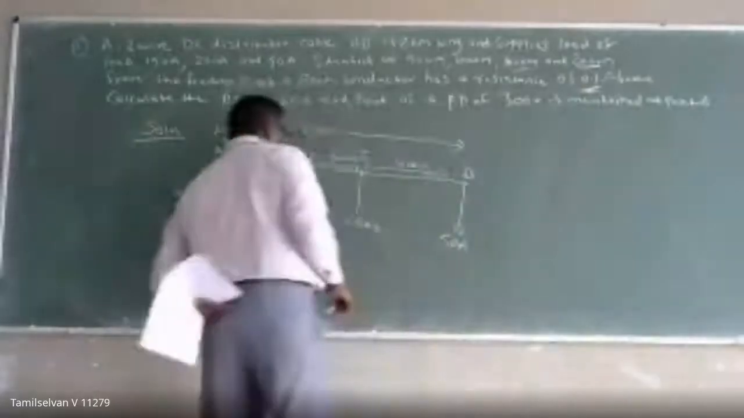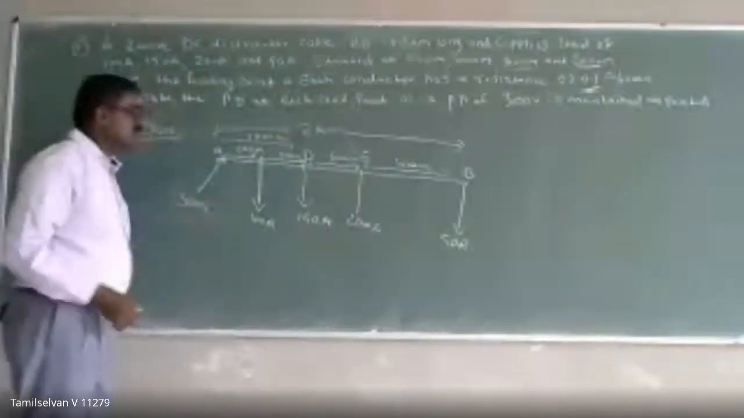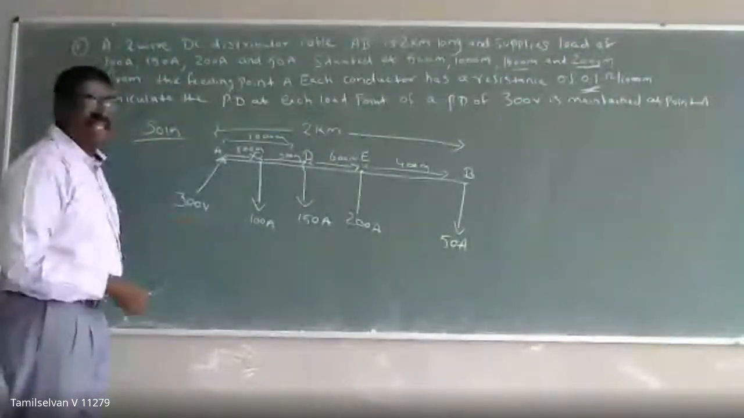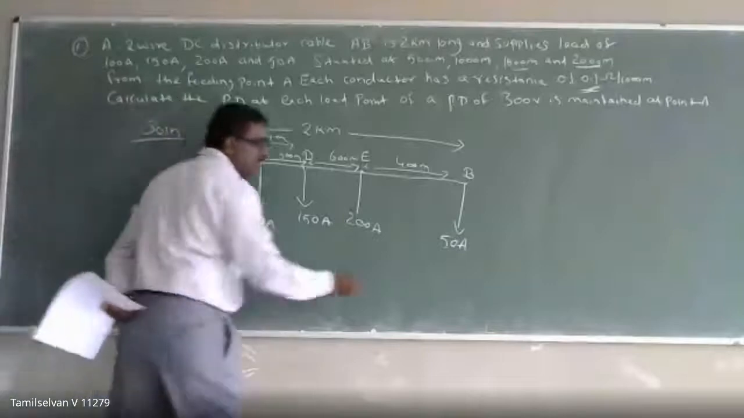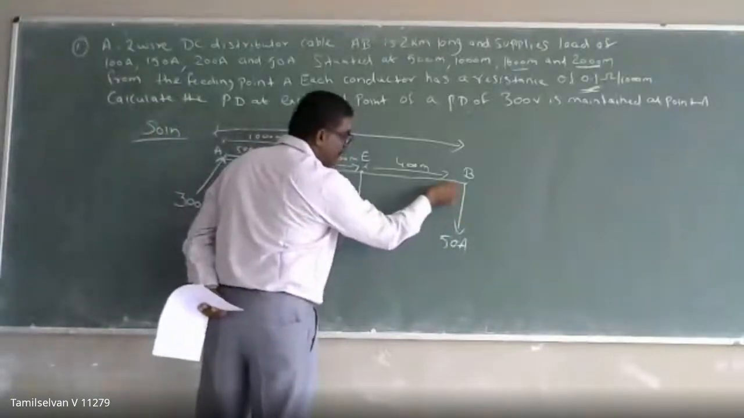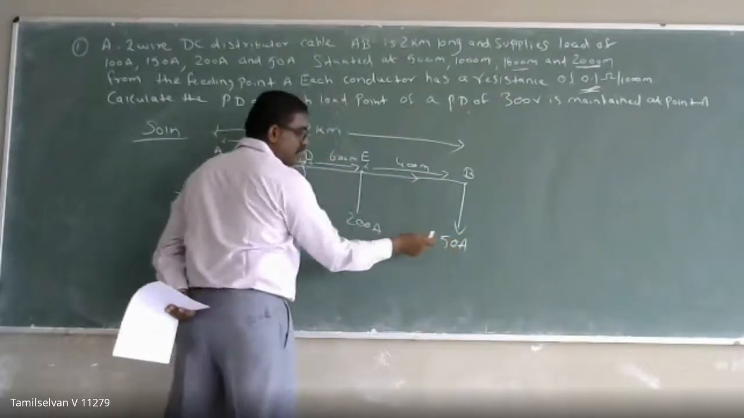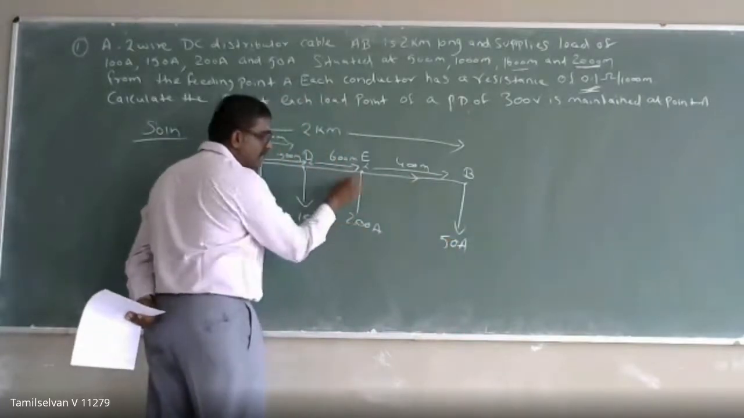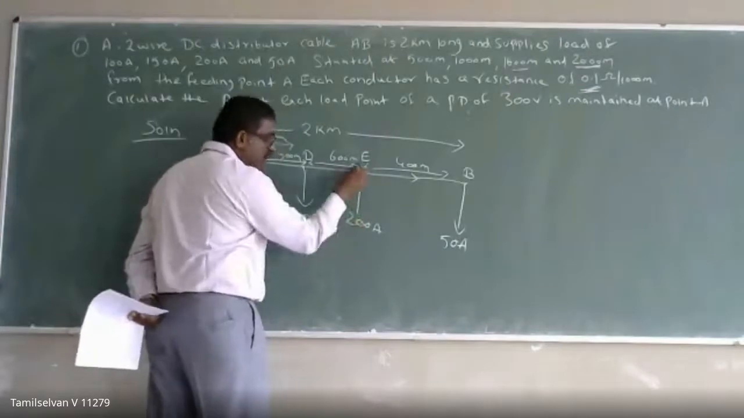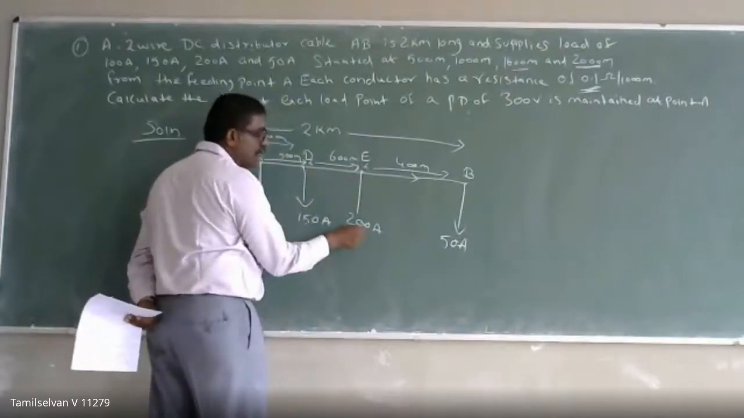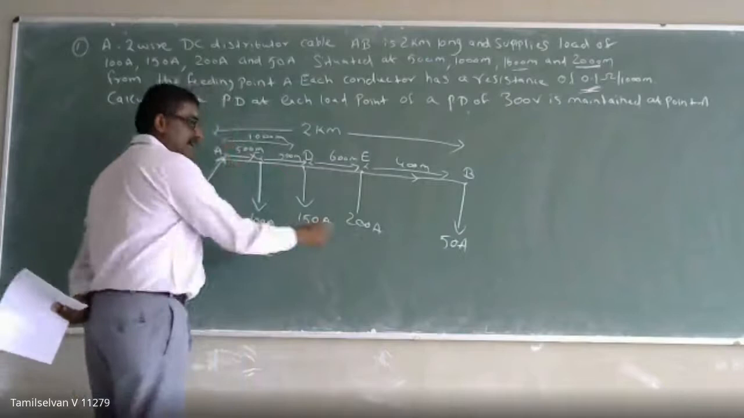Okay, so I have to use Kirchhoff's current law to calculate the entering current as well as the leaving current. So at the B point, it is going to be 50 ampere. It means the current that comes to this point is 50 ampere. So here it is going to be 200 ampere. It means at load E point, the 200 ampere is tapped.